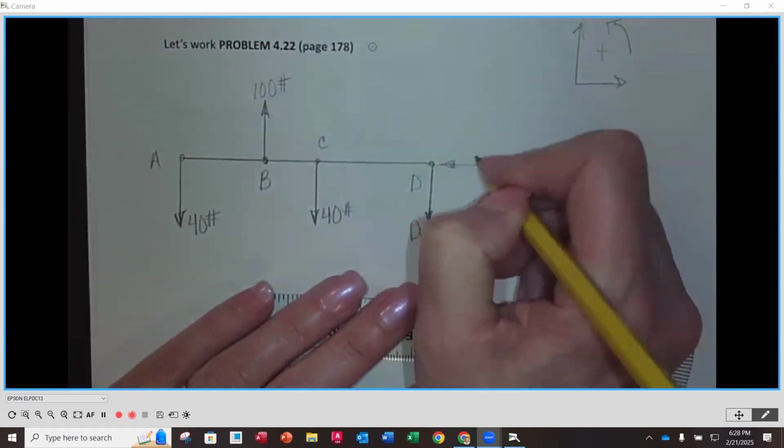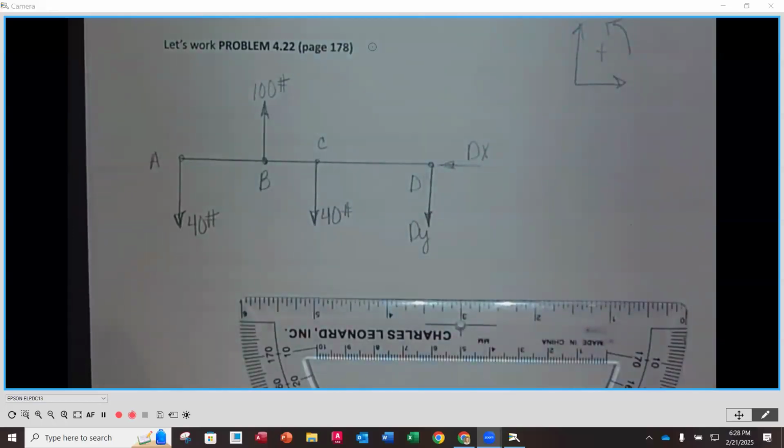So I'm simply going to point at the point. I'm going to call that dx, okay? And we'll solve for its value.